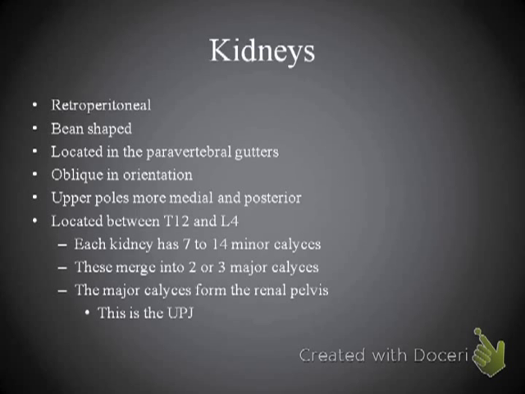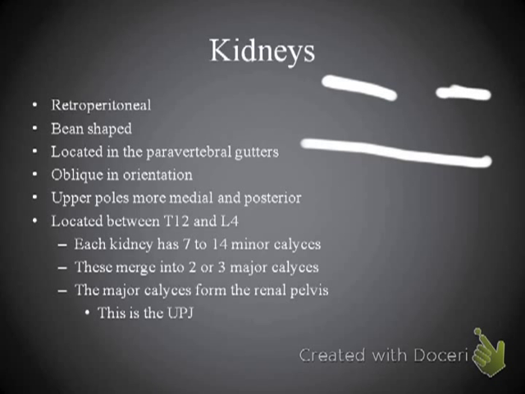So if we begin with the urinary system, we see that we have the kidneys. They're retroperitoneal, as we found out before. They're bean shaped, and they're located in the paravertebral gutters. They're oblique in orientation, meaning that the kidneys do not lie, if we're laying flat on our back, just like this and this. The kidneys are actually more of an oblique type fashion.